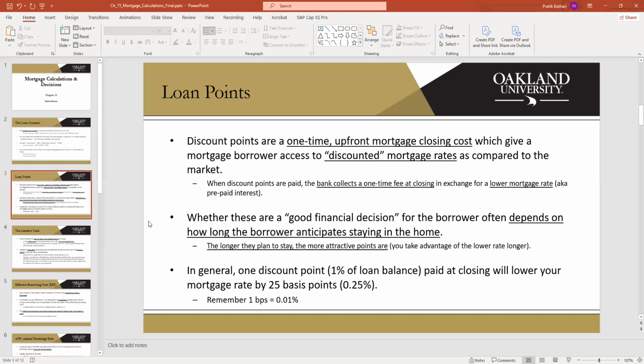So now let's talk about something a bit more interesting, loan points. Whenever people go to buy a house, they always face this dilemma of whether to pay for loan points to reduce their rate or not. So, what do loan points mean? Loan points are essentially discount points where you pay an upfront one time fee to the bank and the bank lowers your rate. Okay.